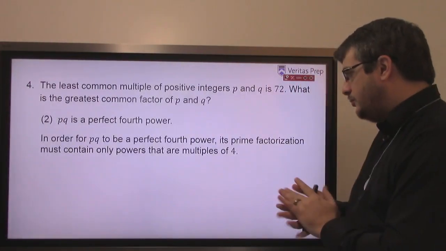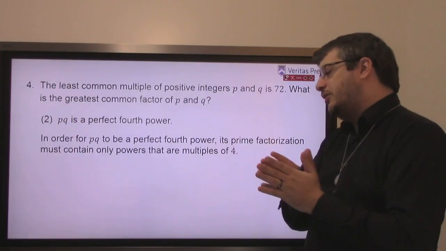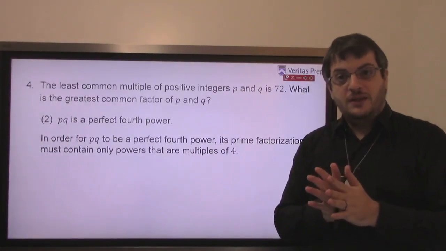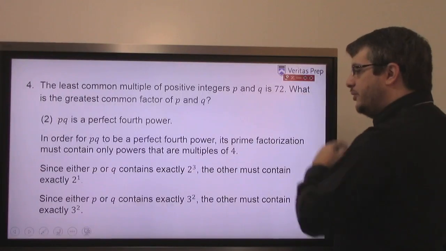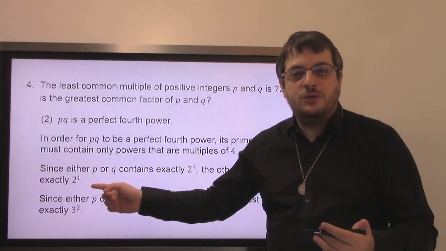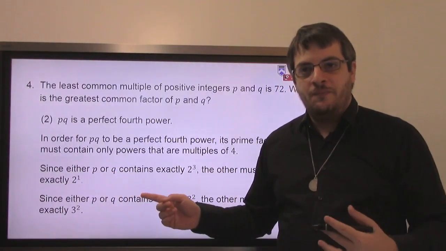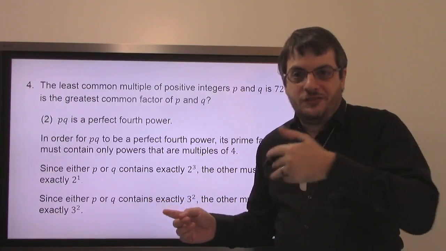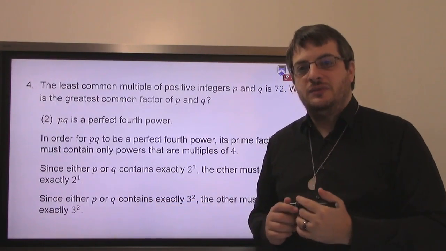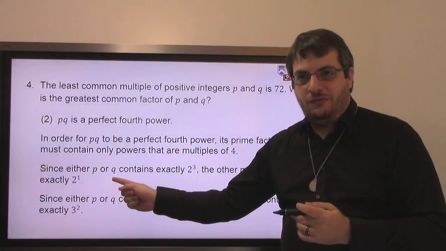Okay. In order to be a perfect fourth power, you must contain only powers that are multiples of 4. But let's see what I've got. I have 3 2's, right? How am I going to get to 4 2's? Well, the other one must be 2 to the first. It has to be 2 to the first, because I can't make it to 8 2's, because the other one can't go above 2 to the third. It's not enough. So do you agree that the other must contain exactly 2 to the first?